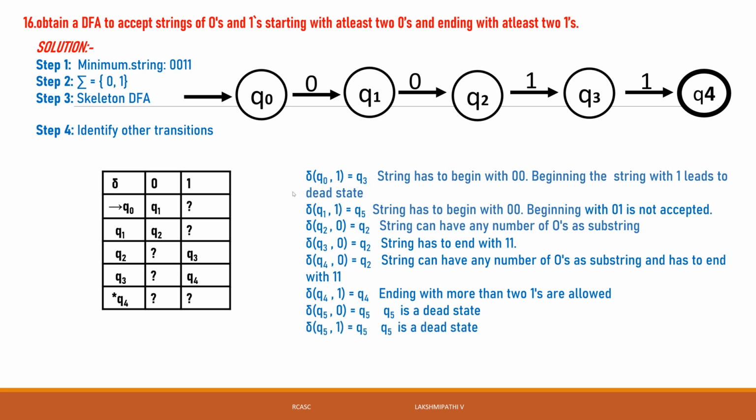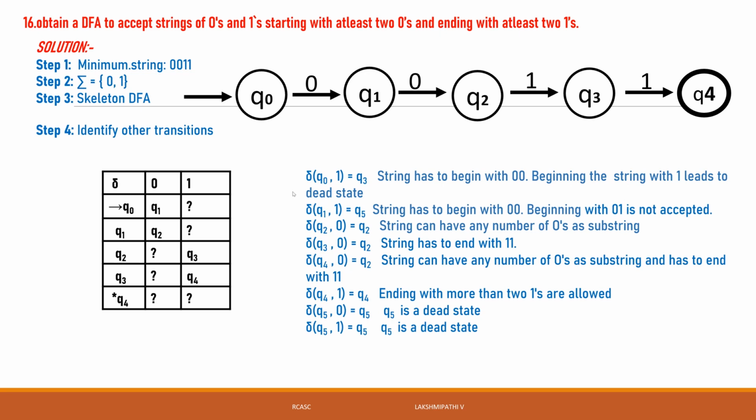Q5 is the dead state. Then once again, the transition of Q5 of 1 is Q5 only. Q5 is the dead state. These are the transitions. I think now you can understand. Why do we give Q0 of 1 is Q5? Because the string starts with 0 0 only, not any other. That's why we give it to the dead state. If the string starts with 1, the machine does not accept it, so I will send it to the dead state.